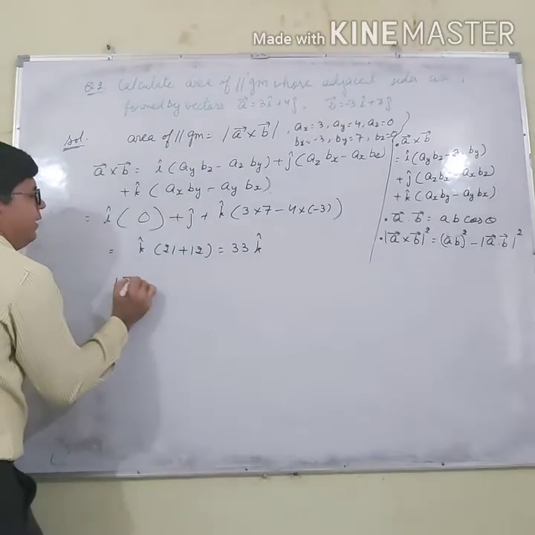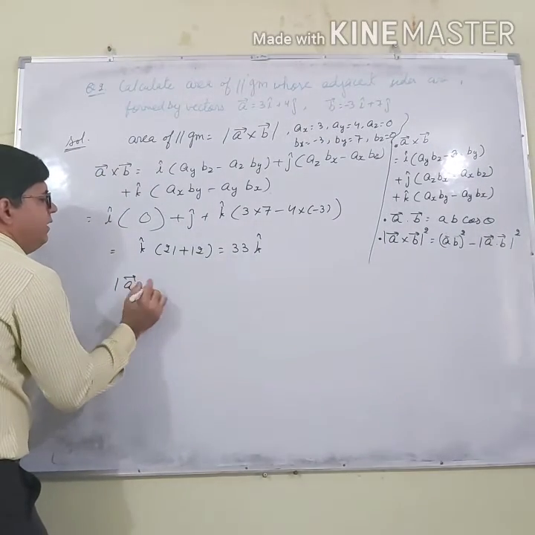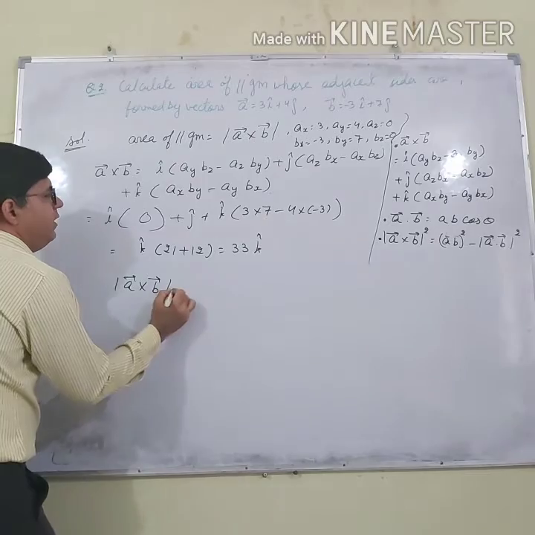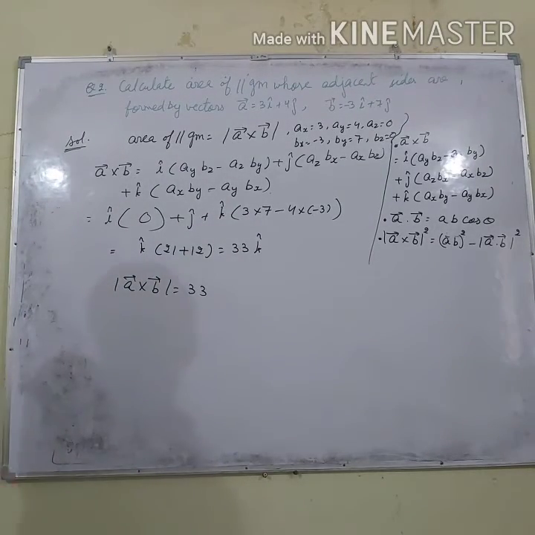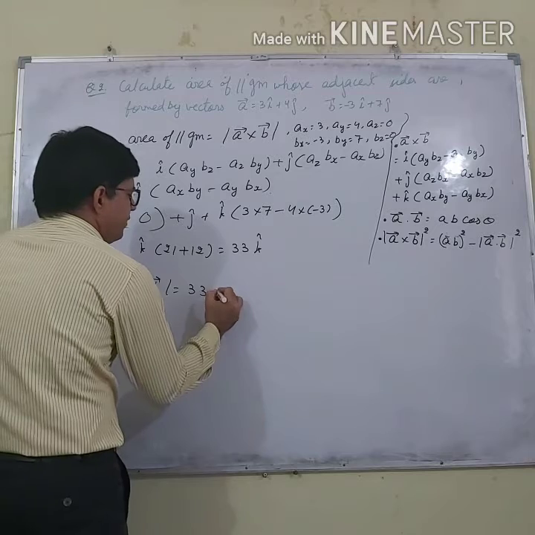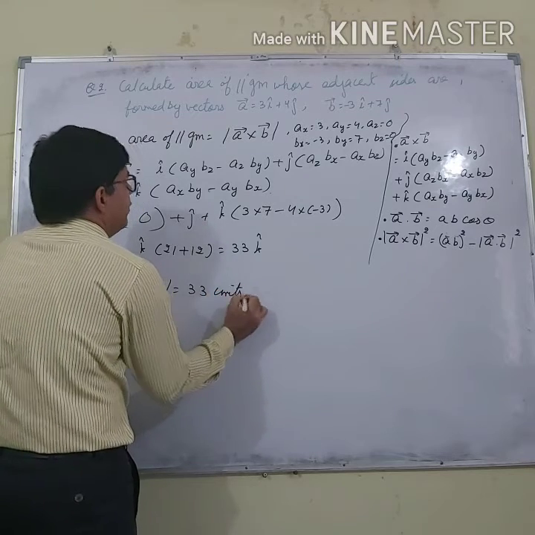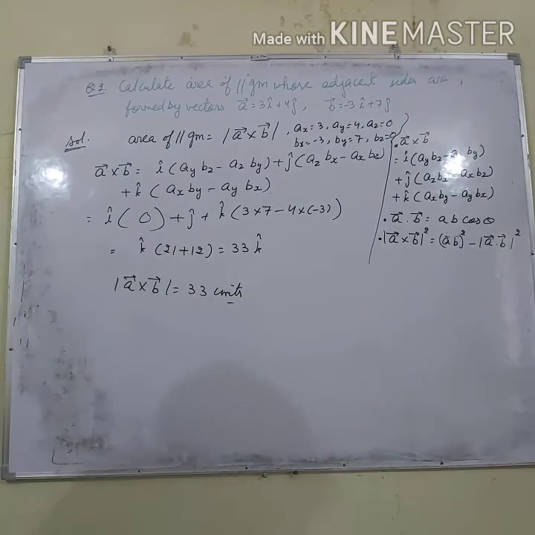And what is the magnitude? Magnitude of A cross B is 33, because K cap is a unit vector. So my answer is 33 units. So this is the area of the parallelogram.